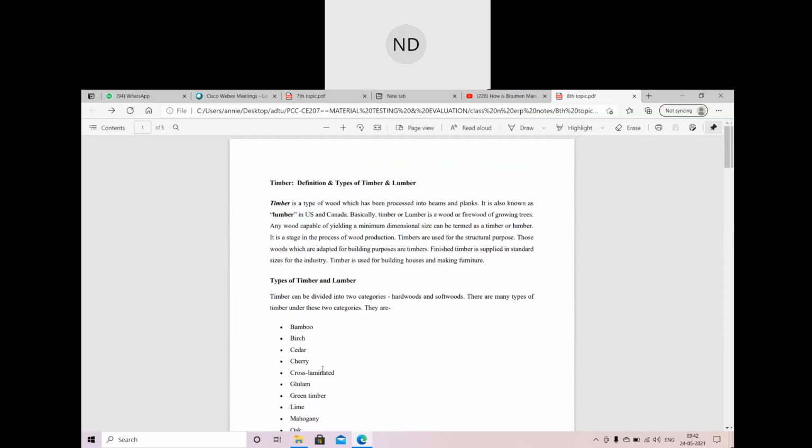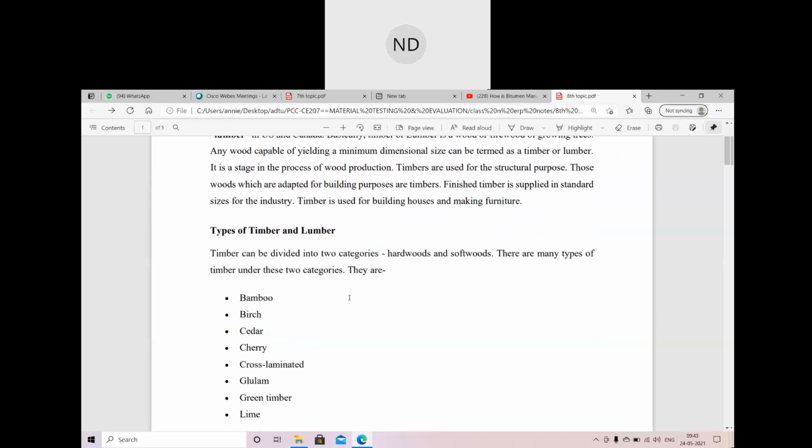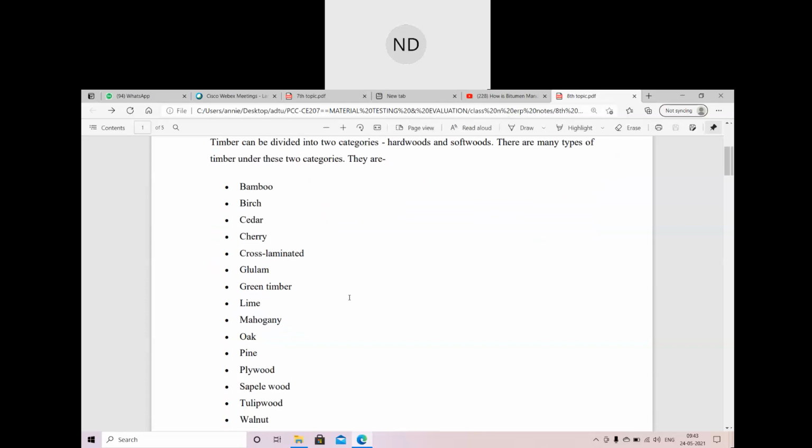So these are your timbers which are used in beams and planks, and can be used in structures for structural purposes. These are the types of timber and lumber: bamboo, birch, cedar, cherry, glue laminated. I think we can check these on the website. Just give me a second.